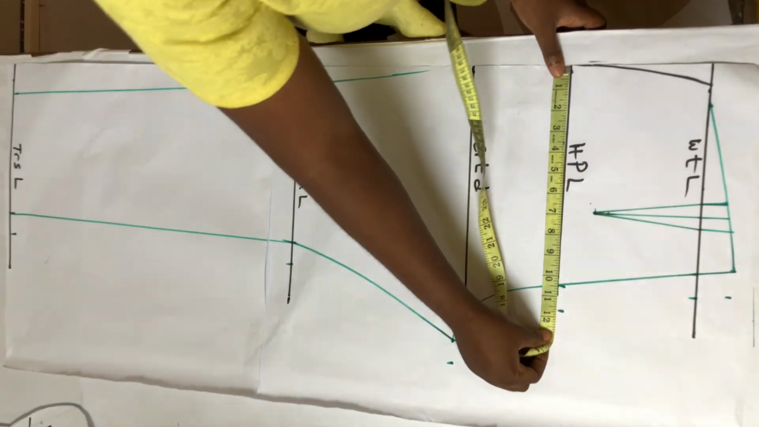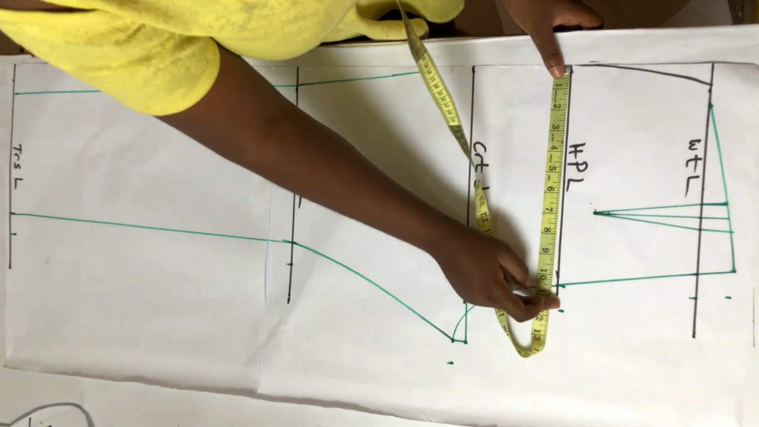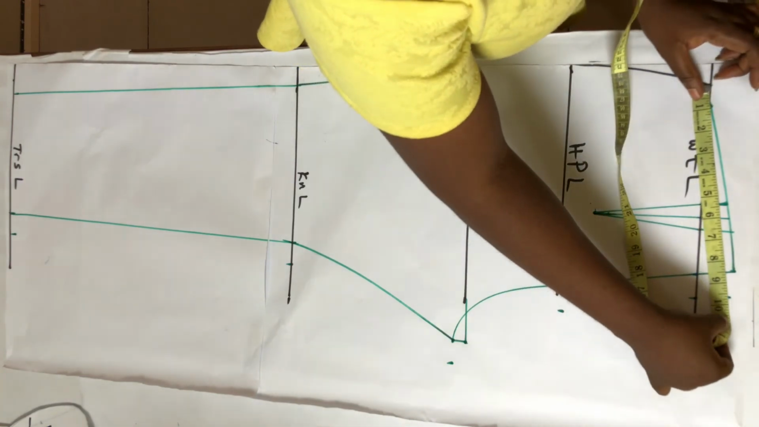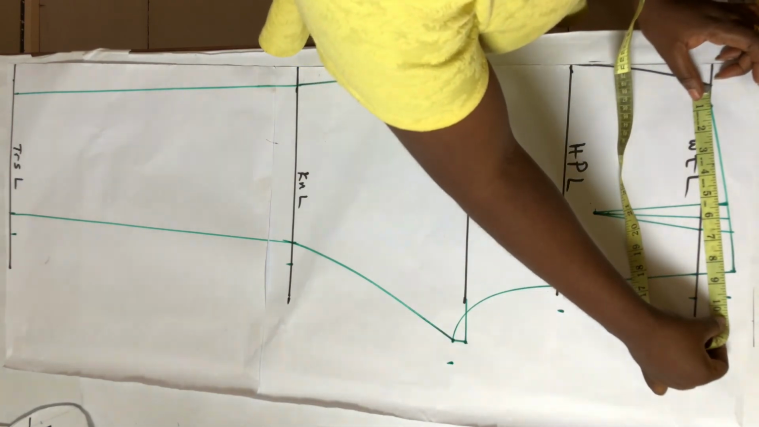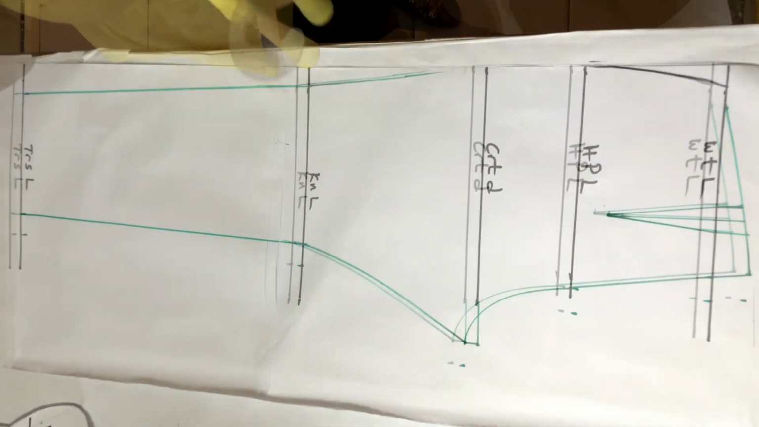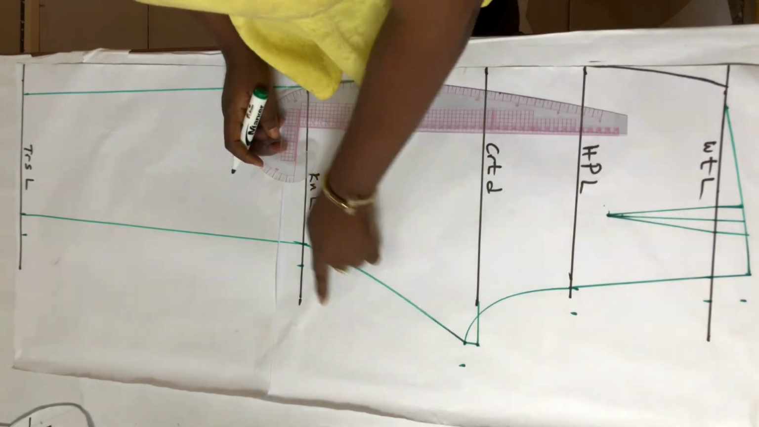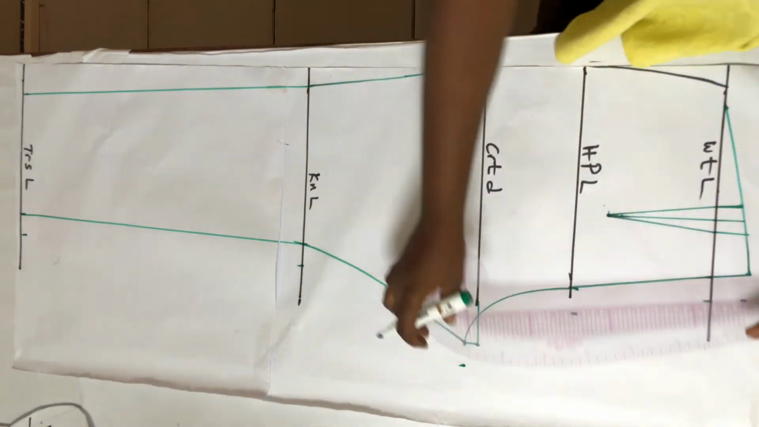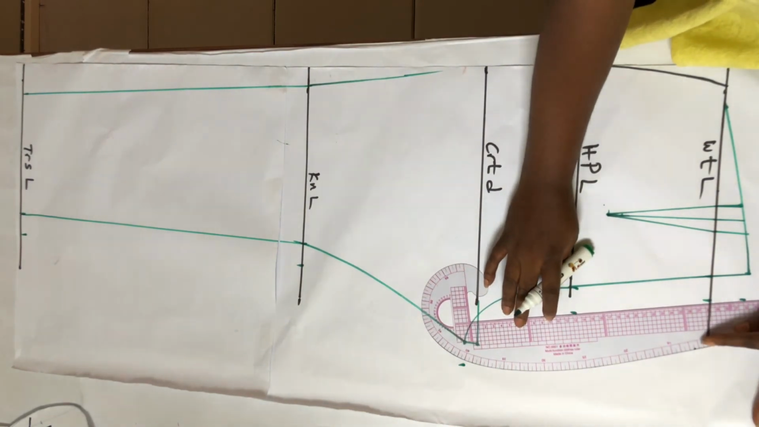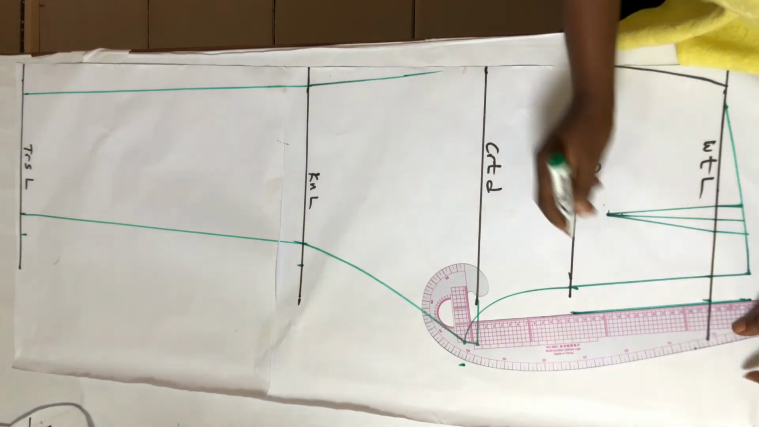My hip for my back is 11.5, so I should have 11.5 here. My waist is still the same, 9.625. The waist is still the same. I'm going to connect all my dots. Using the same shape, I'll be using a ruler for this because it's a straight line. I'll connect it at the top.